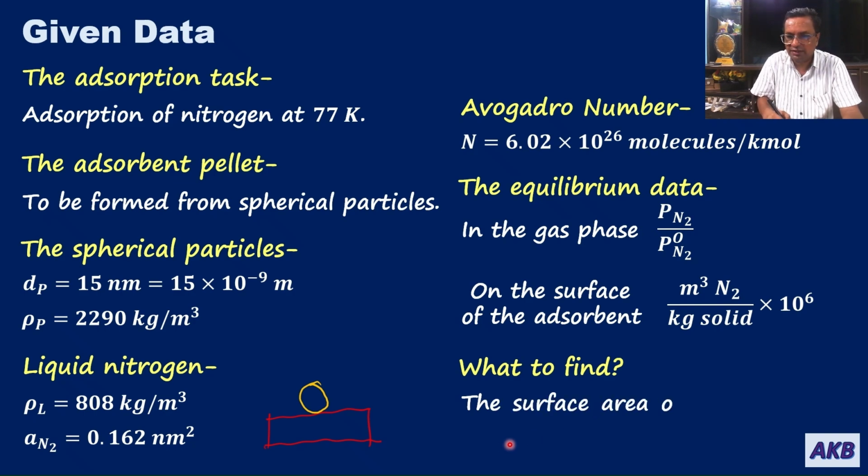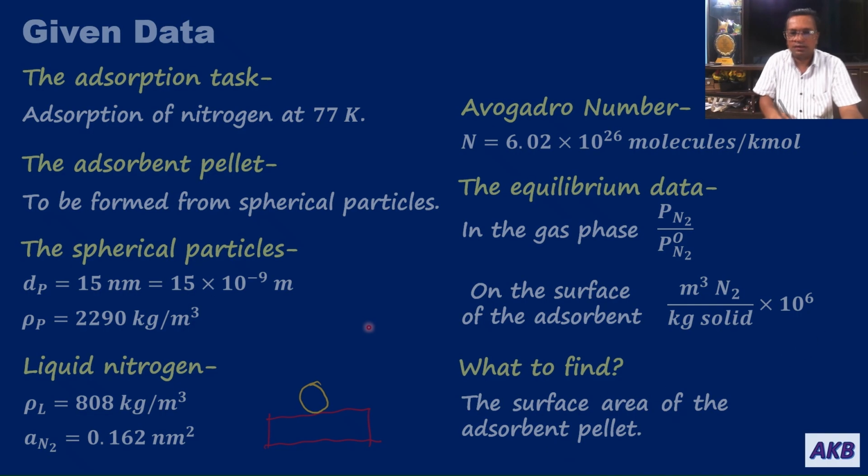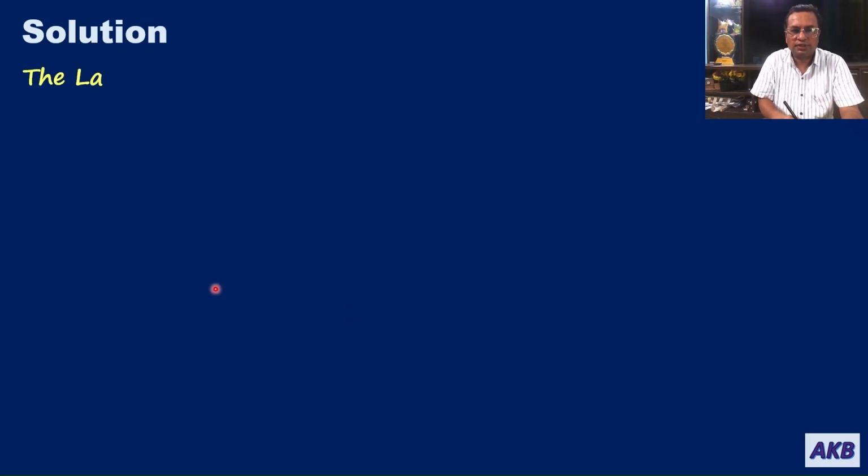Then what to find? We are supposed to find out the surface area of the adsorbent pellet, and we will be using the Langmuir Adsorption Isotherm for getting the surface area of the pellet. So let us move ahead. Let us solve the numerical.